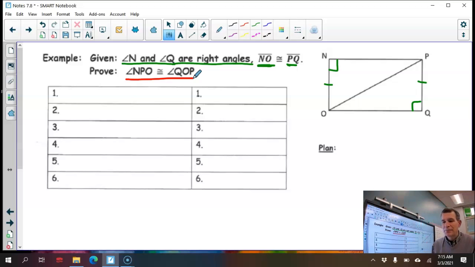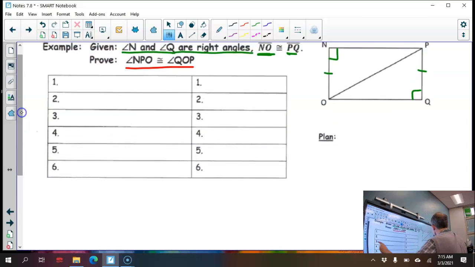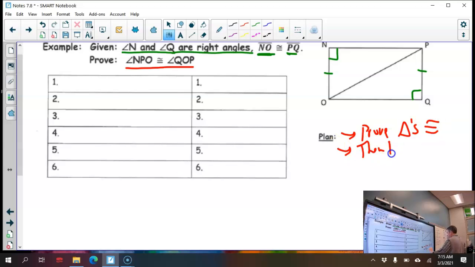Don't get confused by proving the angles congruent. My job here, well, let me make a plan. I wrote down the word plan over here. I'm actually going to make a plan. So my plan is going to be: prove triangles congruent, then by CPCTC, angles congruent.